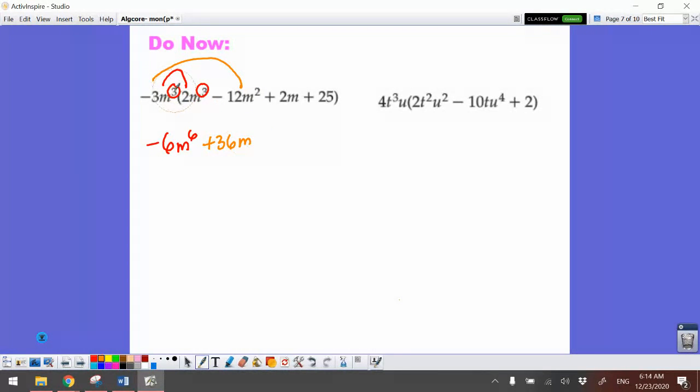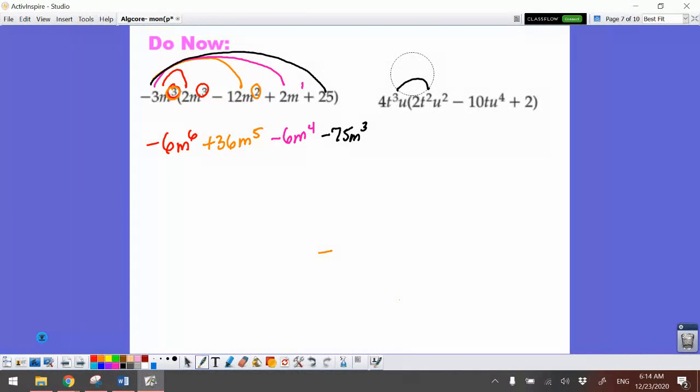And how many m's do I have if I have a 3 and a 2? I have a 5. Multiply again. -6. And how many m's if there's a 1 and a 3? That's a 4. And my last multiplication, -3 times 25 is -75. And I just have the 3 m's.